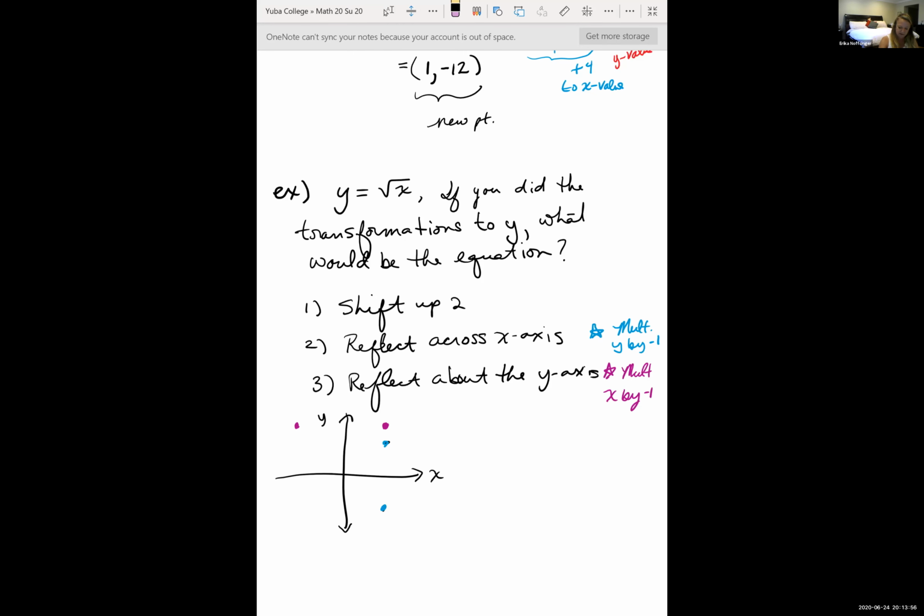So doing that so far, let's put that in there. So multiplying y by -1, we have y is equal to the square root of x. And so we have -1 times y is equal to the square root, and we're multiplying -1 by our x value.